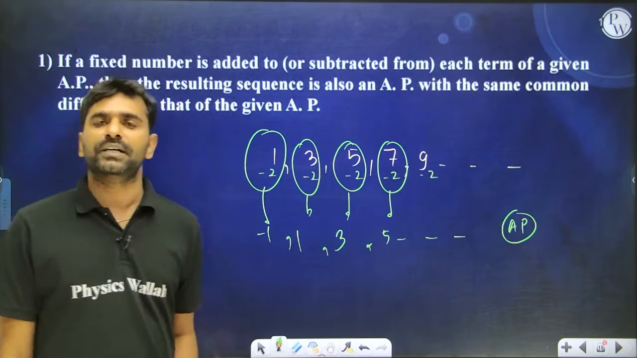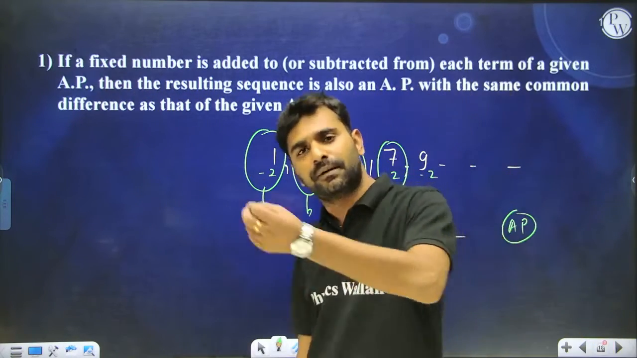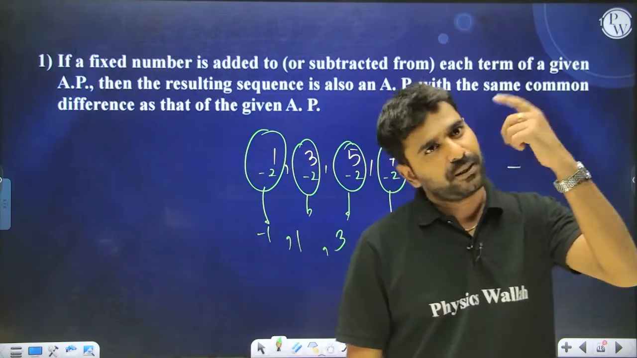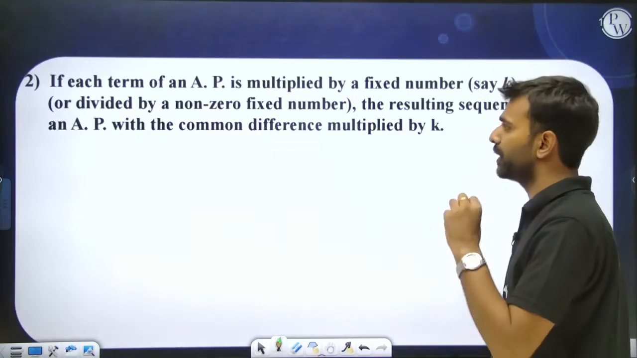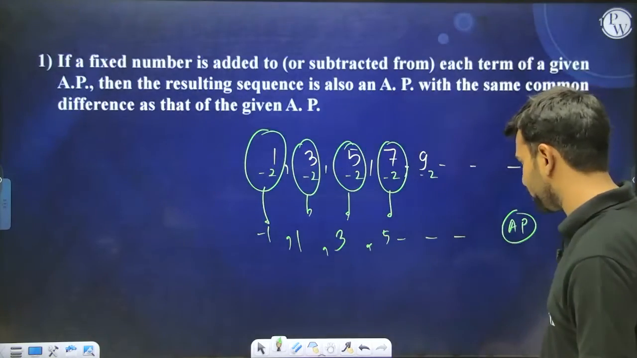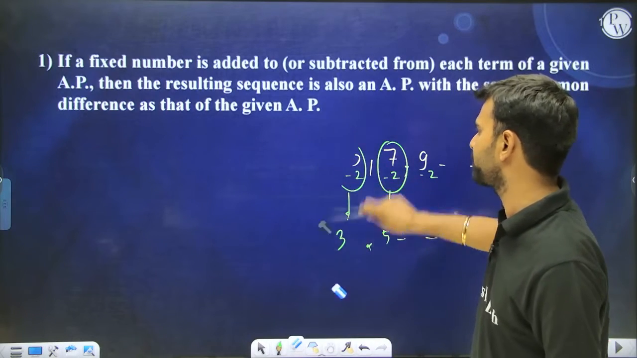So if an AP is given to me and from each and every term I am subtracting or adding the same number, then the resulting sequence is again going to form an AP with the same common difference. Only the common difference is not going to change. Now this property will be used very frequently. Let me tell you about this.